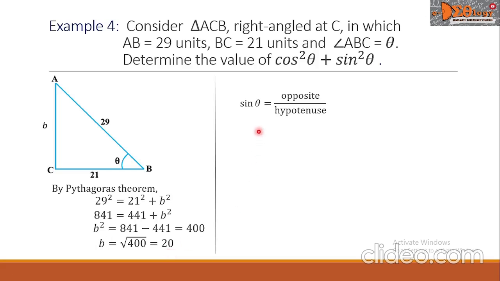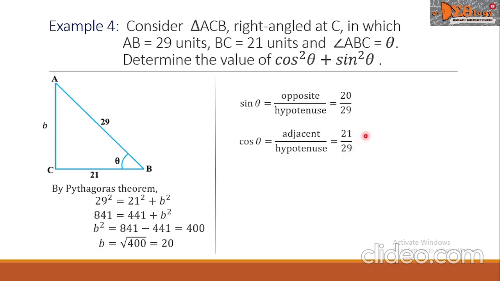Now let us take the sine theta equals opposite over hypotenuse. Opposite is 20 over 29, and that is the hypotenuse. This is the value of sine theta. For cosine theta, adjacent over hypotenuse.